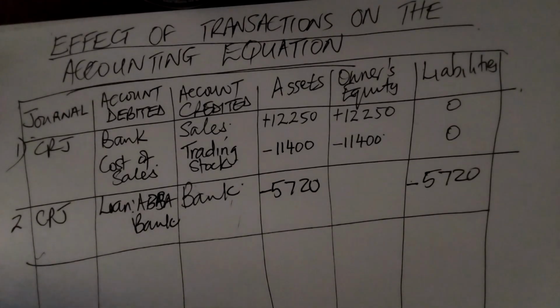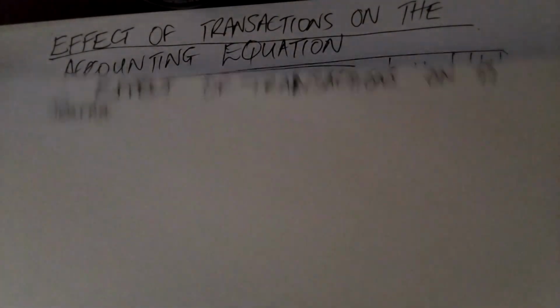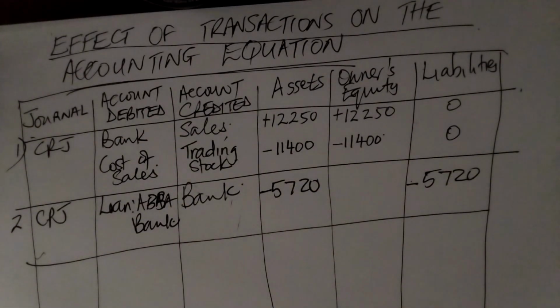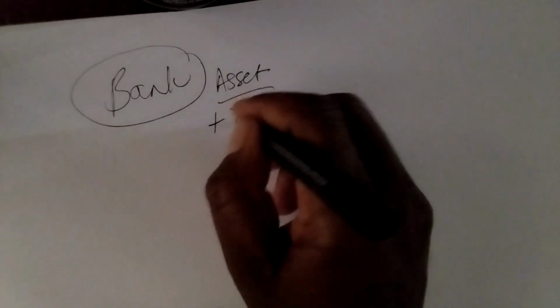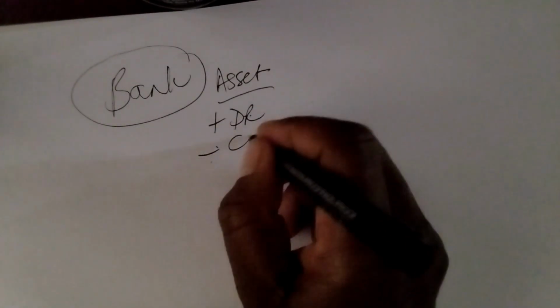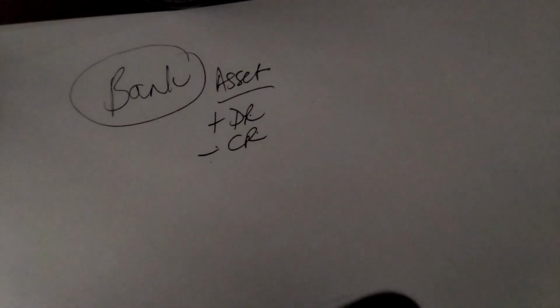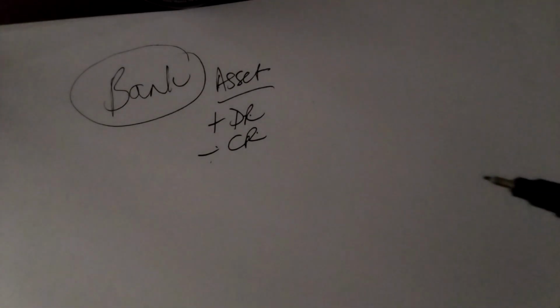So what tip can I give you? As long as whatever you are dealing with involves the bank, the bank is the easier one to manipulate. Remember, when your transaction involves the bank, you always know that bank is an asset, right? And bank is going to increase on the debit side, it's going to decrease on the credit side. So whenever you look at a transaction, you look at what happened to the bank. If you understand what happened to the bank, then you know where the bank is being posted, whether it's on the debit or on the credit side.